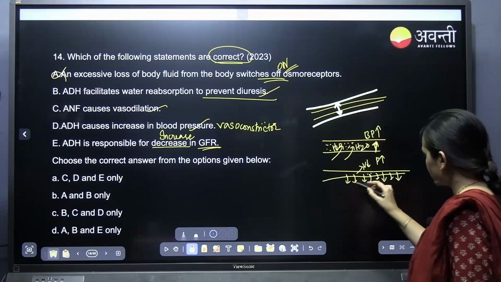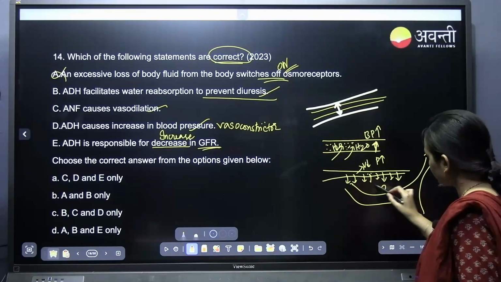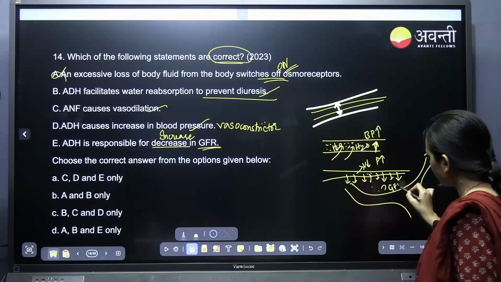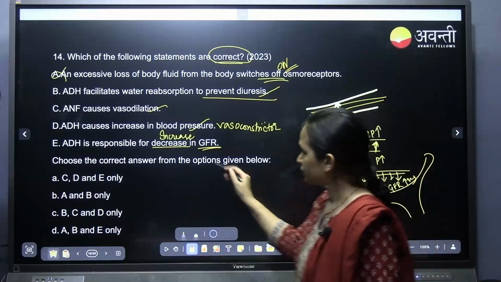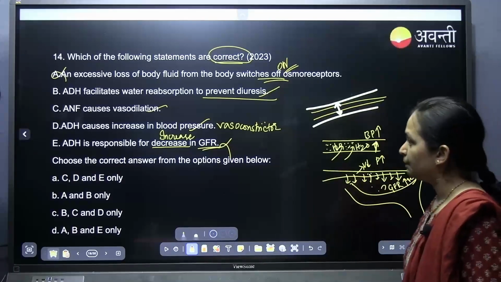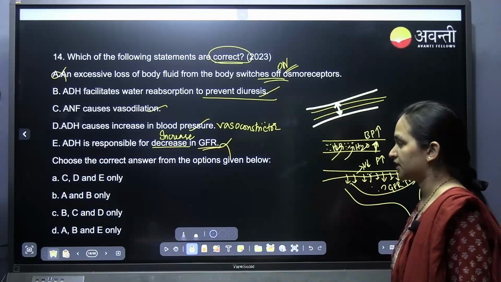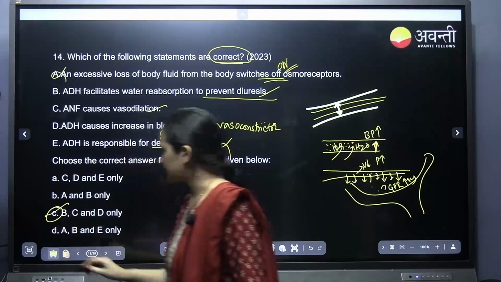If this is the Bowman's capsule, the filtration rate, GFR, increases. ADH responsible for decrease? No. Which means we need to find the correct answer. BCD is the correct answer. Statement BCD, that is C, is the correct answer.